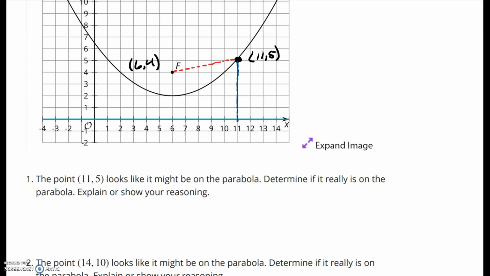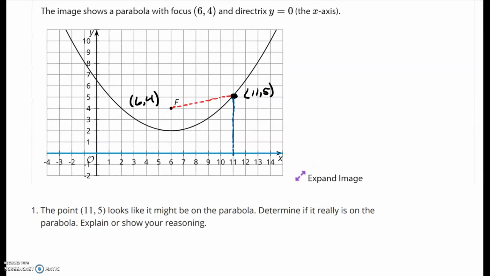The easiest distance to find is the distance from the point to the directrix, because the directrix is the line y equals 0, which is the x-axis. I can find that distance just by counting the blocks, or I can recognize that it's 5 units above the x-axis, so this distance must be a 5. So from point to directrix is 5.